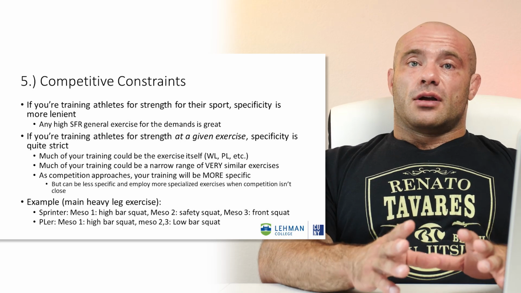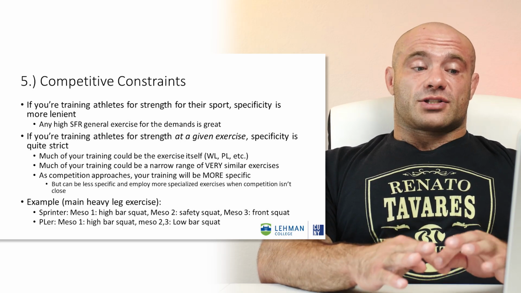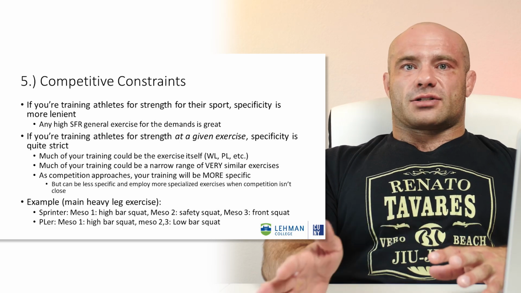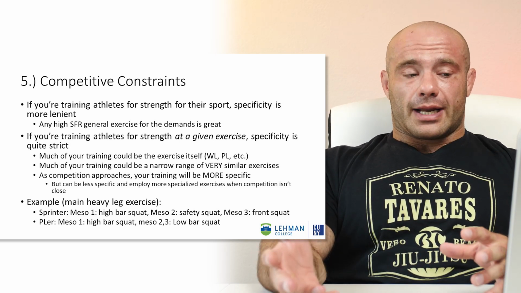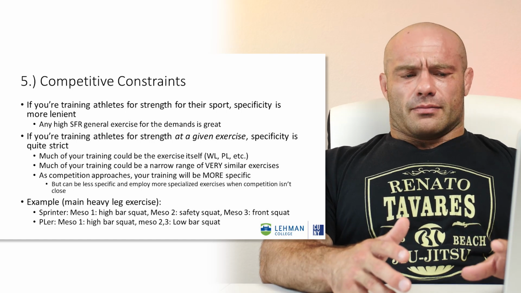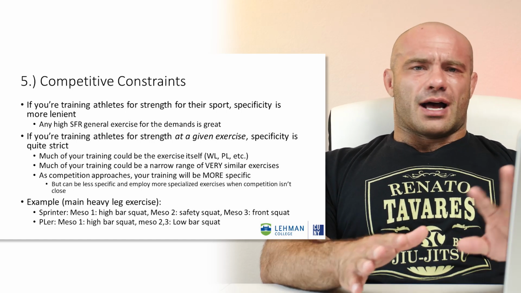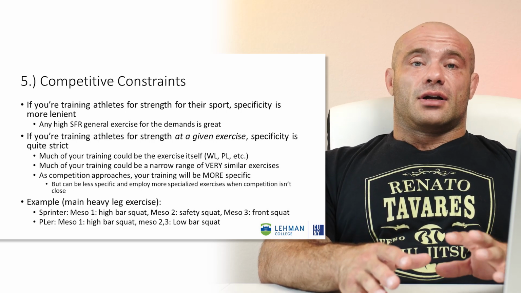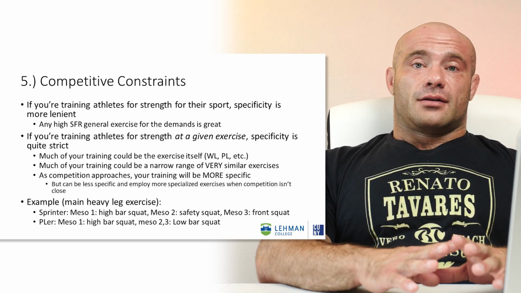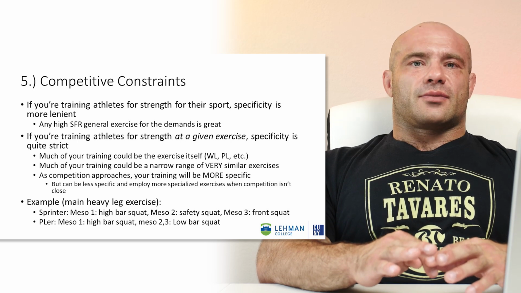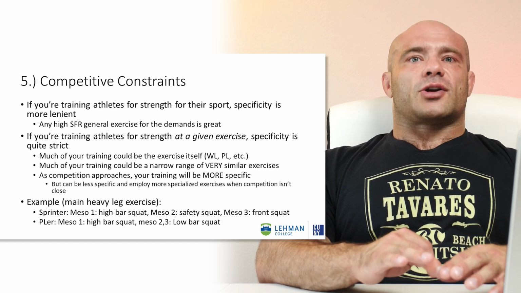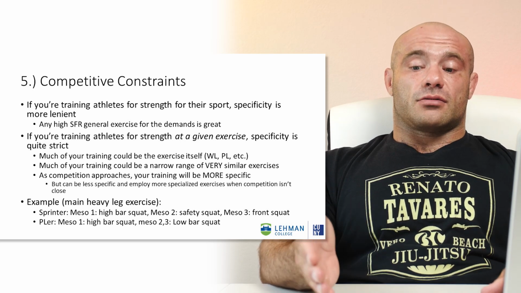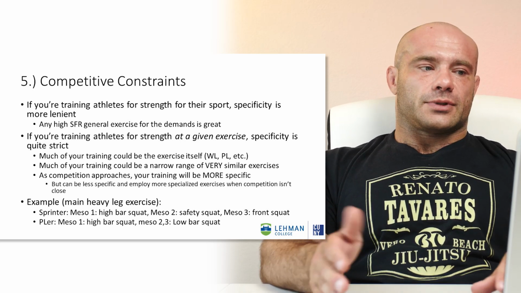So an example here, choosing a main heavy leg exercise. If you have a sprinter, in mesocycle 1, they can use a high bar squat. Mesocycle 2, they can use a safety squat. Mesocycle 3, they can use a front squat. No big deal. All of those are great exercises for general strength development in the lower body. Question there about variation if it's too high, but we'll save that for a later discussion. For a powerlifter, first meso can be high bar squat. Second meso, low bar squat, because that's what we're competing in. Third meso, low bar squat again. Quite more monotonous, but that's part of the trade-off of making sure you're trying to get good at one lift.